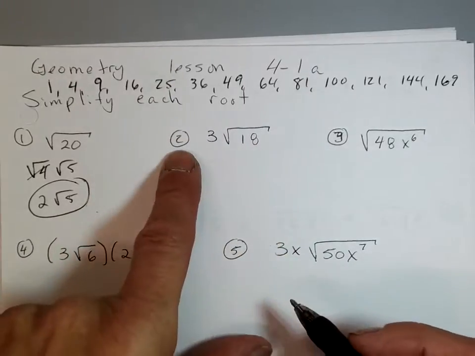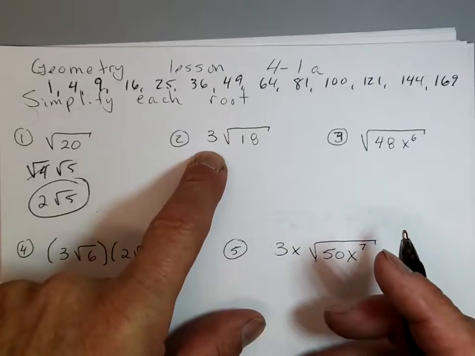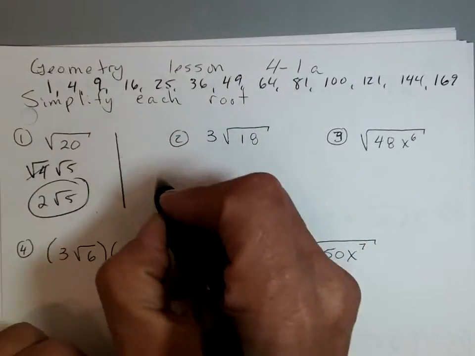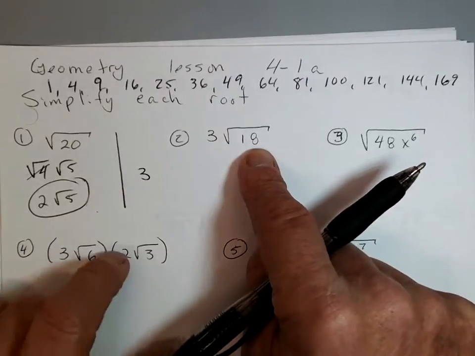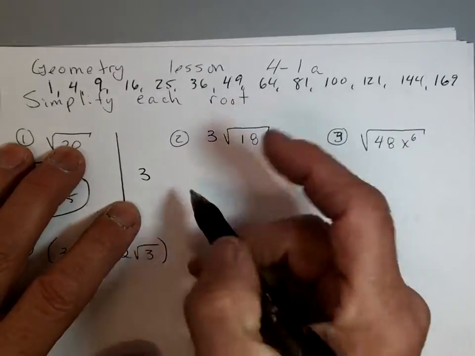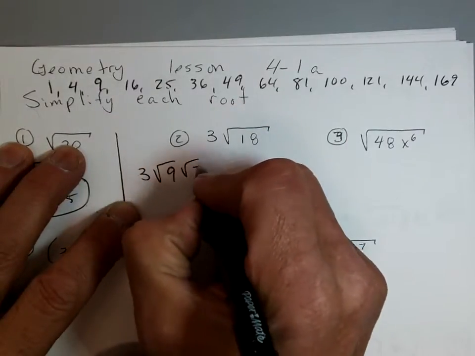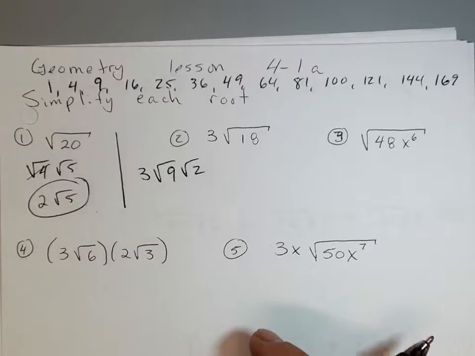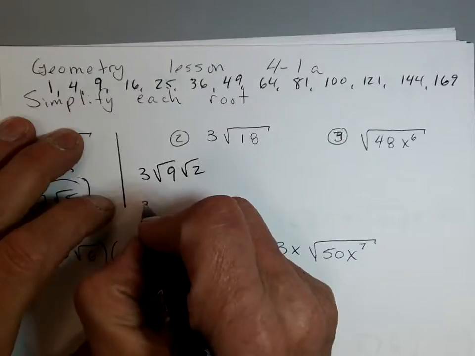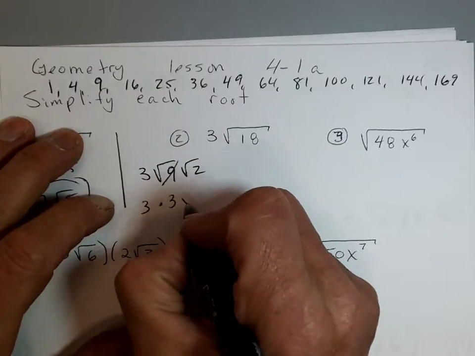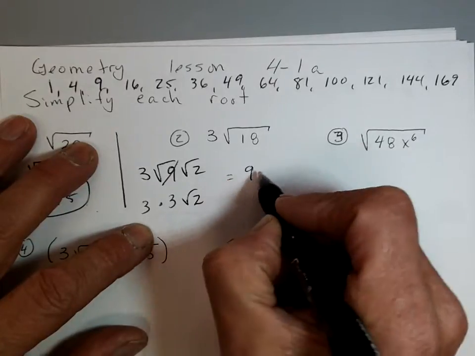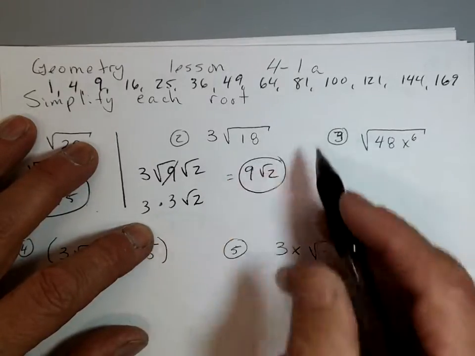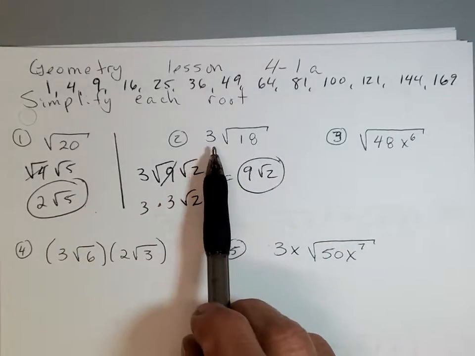Okay. Number 2, the 3 is on the outside. It's a regular whole number 3, so we're going to leave it alone. But let's take a look at the 18. What times what makes 18? 2 and 9, so we'll go square root of 9, square root of 2, right? I like to write the perfect square first. You don't have to, but I like to, because it's the first thing I want to take care of. Square root of 9 is a 3. And I am multiplying, so 3 times 3 is 9, so I get an answer of 9 square roots of 2.